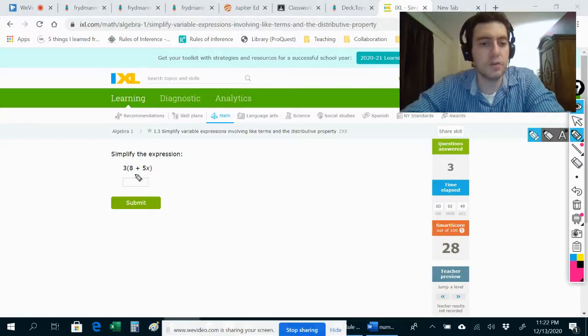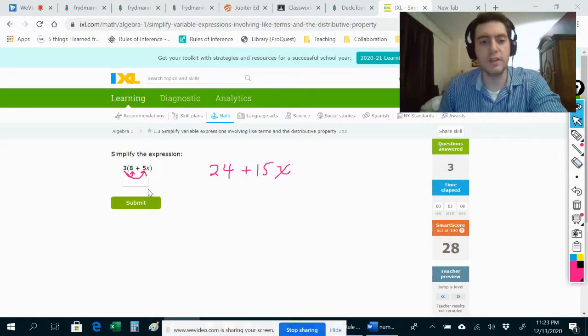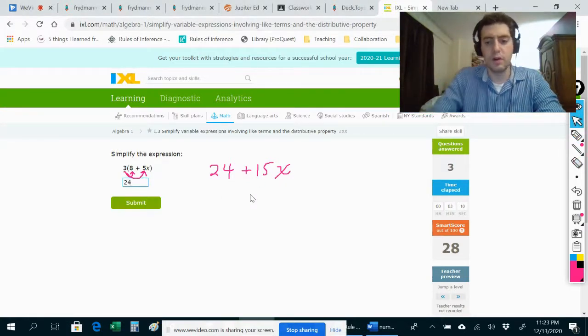Now over here we have a distribution problem, so we're going to do 3 times 8, which is 24, and 3 times, so this is positive here, so 3 times positive 5x is going to give us positive 15x. And we cannot combine these because this has an x and this one does not. So we're going to leave it like that, 24 plus 15x.